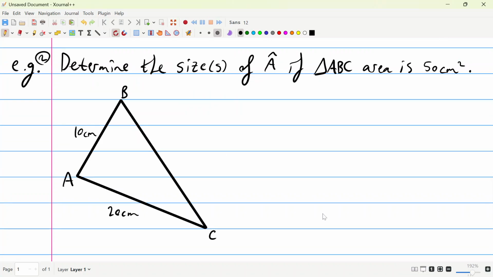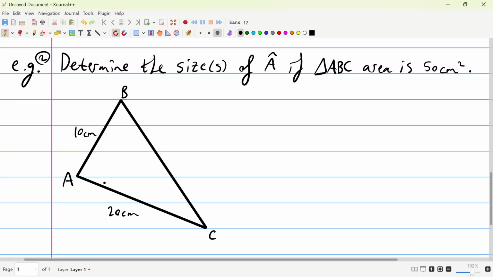Okay. For this next example, we need to determine the size or sizes of A, the angle A, if triangle ABC's area is 50 centimeters squared. So in this triangle that we were given, we have the two sides. However, we don't have the angle between these sides. So the area rule can't really be used. But remember that they gave us the area, meaning instead of two variables that we need to find, we actually have one of them, which is the area, but we don't have the angle. This is like a completely different type of question now, okay? But it's still the area rule. So we're still going to use the area rule, right? So it's going to still be in this form.